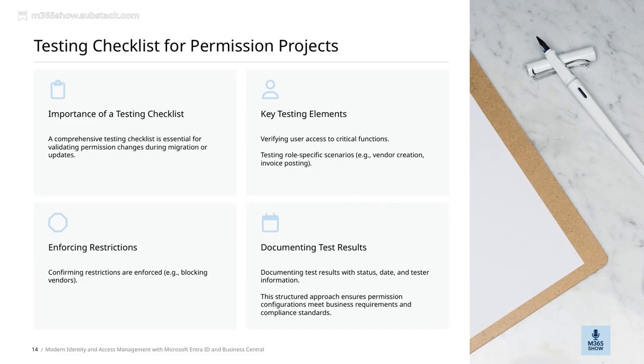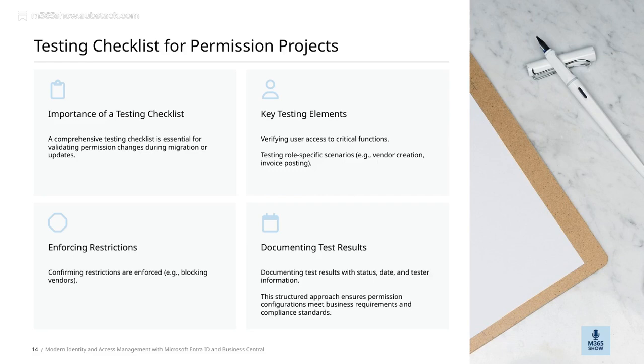A comprehensive testing checklist acts as our roadmap during migration or updates, helping us validate that permissions are correctly set and that everything aligns with business requirements and compliance standards. Overall, having a clear, detailed checklist ensures that we don't overlook any key permission settings, maintaining security and operational integrity throughout the process.